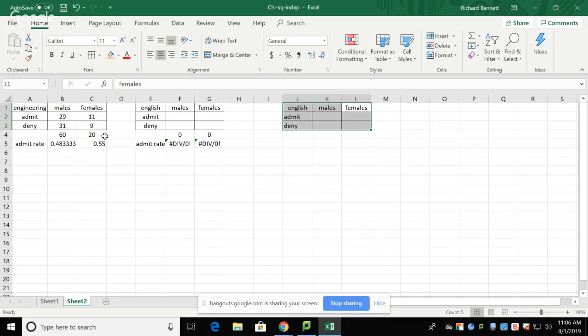Okay, all right. So anyway, they went to the English department and here's what they found. They found that 4 males were admitted, 16 were denied, for a total of 20, an admission rate of 20%. And they found out that 11 females were admitted, 29 were denied, for an admission rate of 27.5%. So who's being discriminated against?